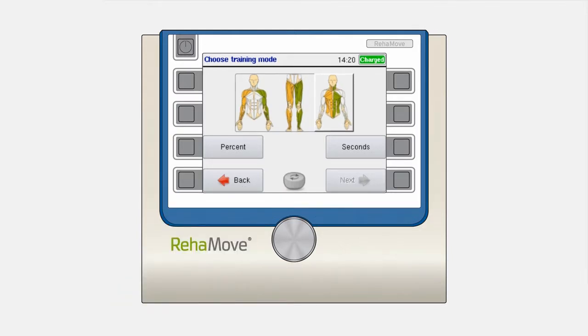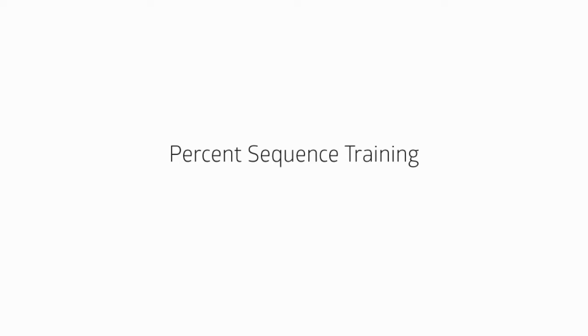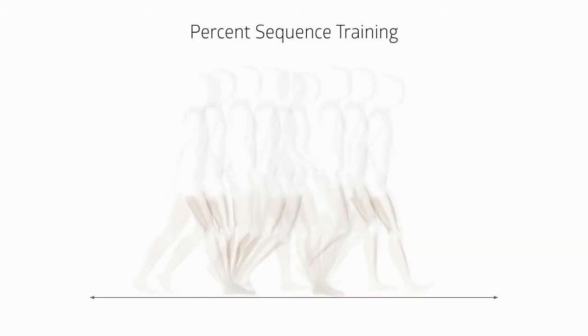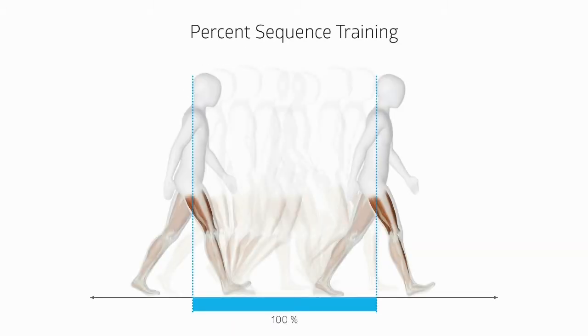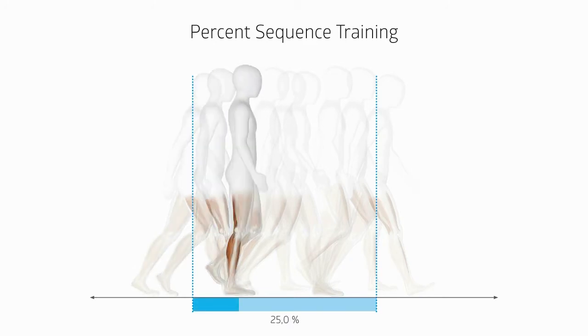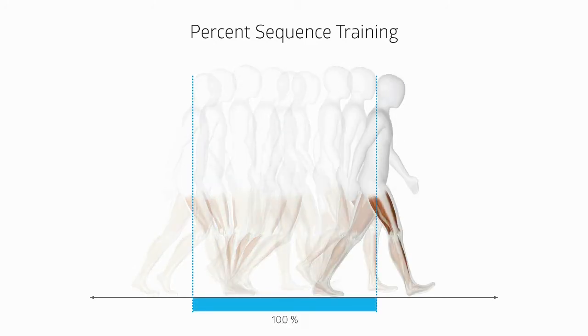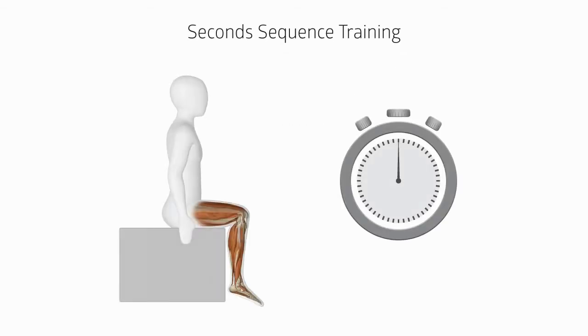Using the third button on the left or the third on the right, you can choose between percent or seconds mode. Your choice will be marked in green. Percent sequence training includes all the templates for gait training or FES walking in percentages, according to the natural gait phases in a complete gait cycle. Second sequence training includes templates in seconds, defining the start and duration of each single muscle stimulation in seconds.